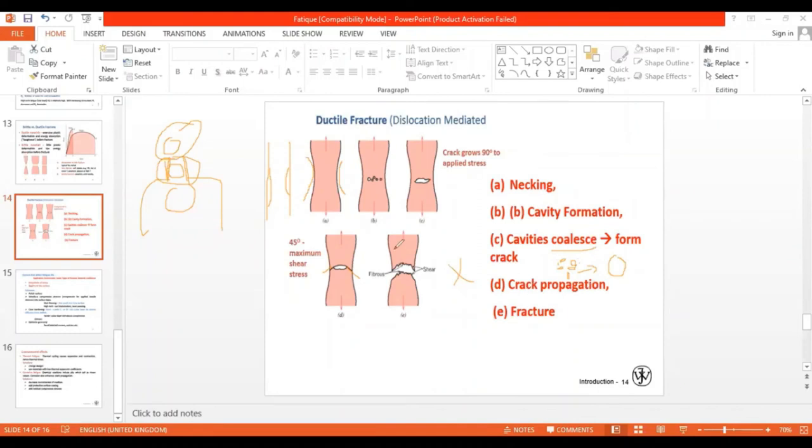Then crack propagation. Once this is done, the crack will propagate to the surface. Then it is fracture, right? So this is what I said, the cup and cone. The top surface you see in this shape and the bottom surface in this shape, right? So this is like a cone, and this would be like a cup. If you imagine, that is like an upside-down cup, right? And this is a cone, right? So these are the steps involved in ductile fracture.